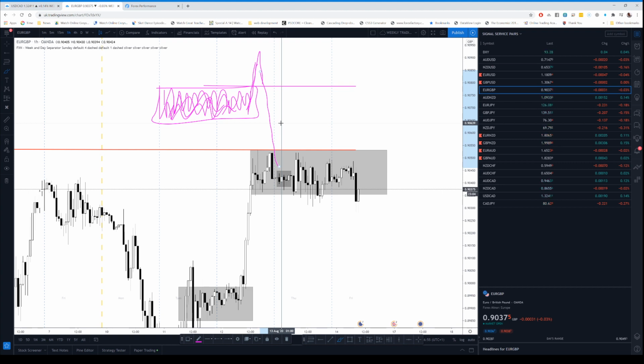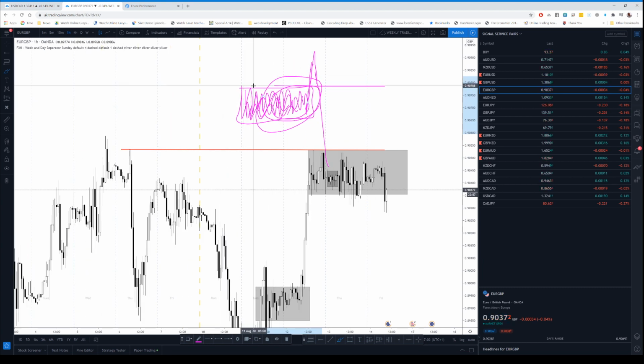Okay, so when you see price in a consolidation, always pay attention, because there is going to be a move. It can be up, it can be down. Your job is to find out where.